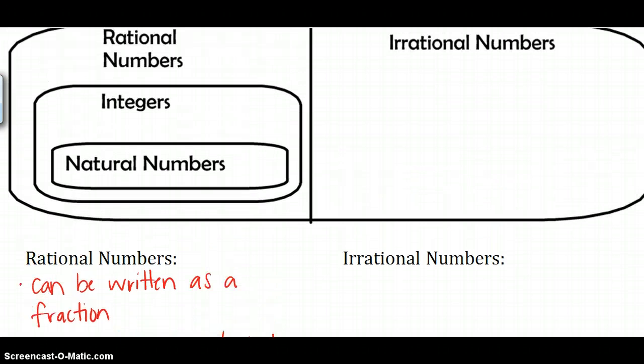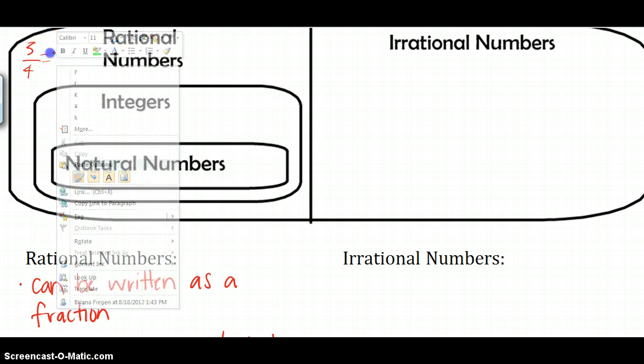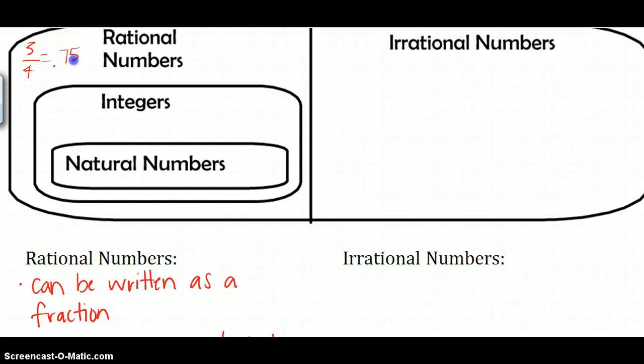So for example, rational numbers, I'm going to put in this little bubble right here, would be any fraction, like 3/4, which as a decimal is 0.75, or a negative fraction, -1/3, which as a decimal is 0.333, and this is repeating. So it can be written as a fraction or a decimal that repeats, doesn't matter, that's a rational number.